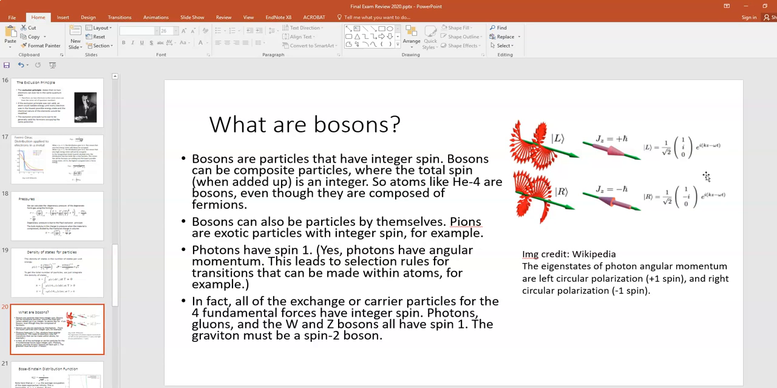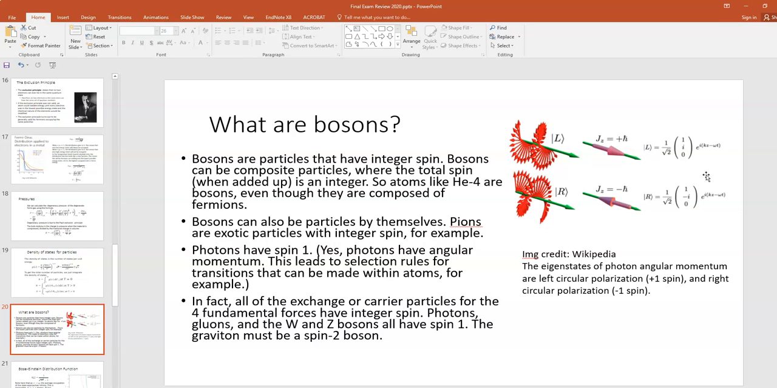Okay, you can also have bosons be particles by themselves. So there are some particles that you might see in high energy physics, like pions, that have integer spin. All right. Also, the exchange particles for all the 4 fundamental forces of nature are bosons. So you have the W and Z bosons, which are the carrier particles for the weak force. The gluon is the carrier particle for the strong force. And the photon is the carrier particle for the electromagnetic force.